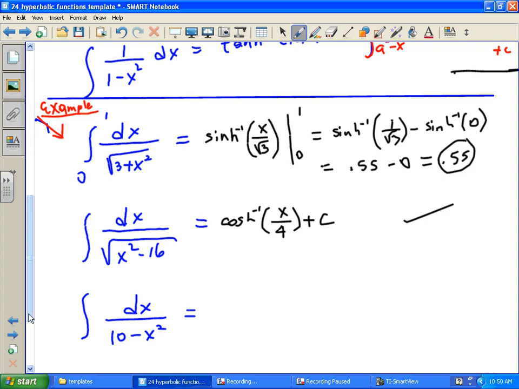which is 1 over root 10, times tangent hyperbolic inverse function of x over root 10. If you had to evaluate these for any reason, remember where the commands are under your catalog.